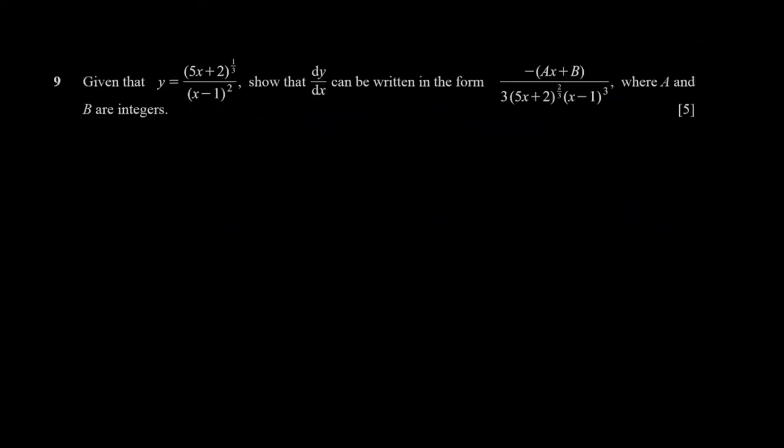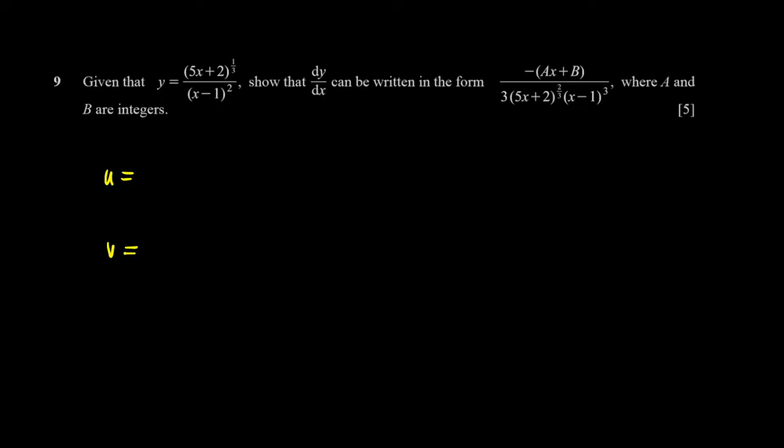All right, so here we are in question 9. We're given this function here, y is equal to this. We want to differentiate it to show that we can get this where a and b are integers. Now, in this question, we've got one function divided by another function. And if we've got one function divided by another function, then we need to use the quotient rule, right? So we're going to label the function on the top u and the function on the bottom v.